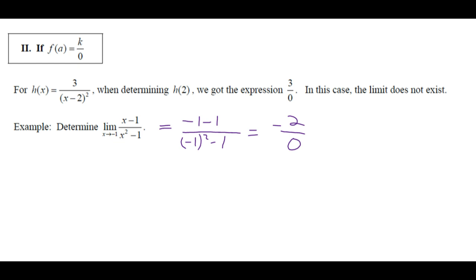Okay, so you say, hey, look, I ended up with -2 over 0, so this is really this limit. The limit as x approaches -1 of x minus 1 over x squared minus 1 does not exist. So I can say equals does not exist. So it just does not exist.